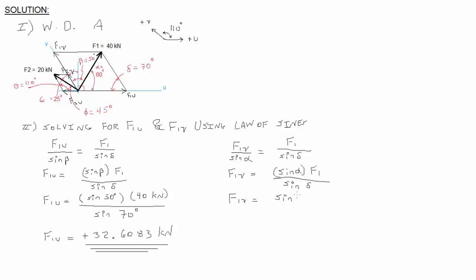So F1v equals the sine of 60 degrees times 40 kilonewtons divided by the sine of 70 degrees. So F1v equals 36.8642 kilonewtons. Once again, that is in the positive direction. So now I've got both of our F1's components.